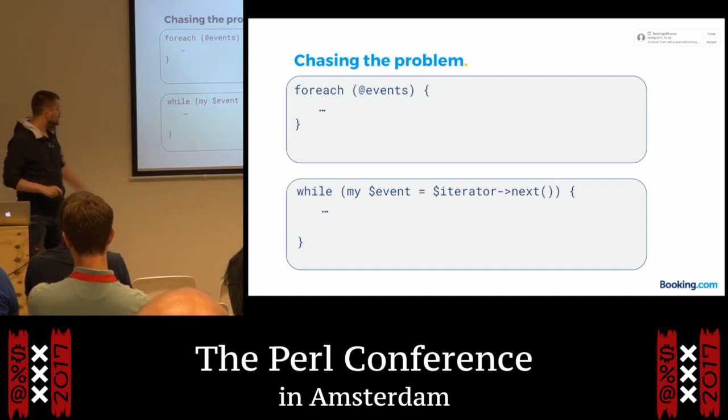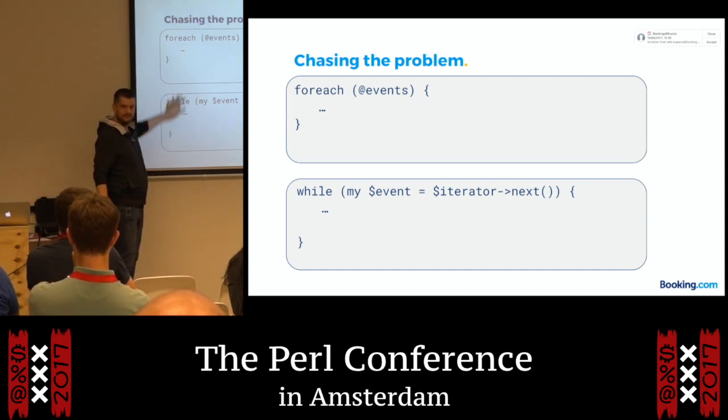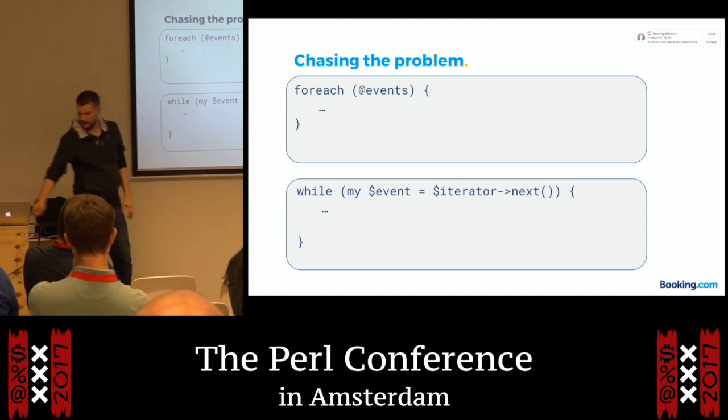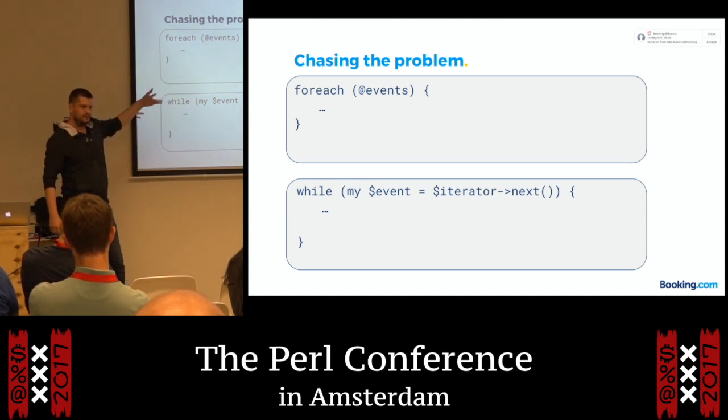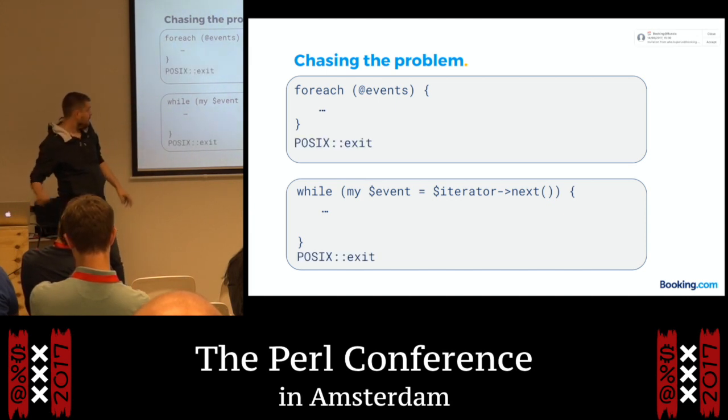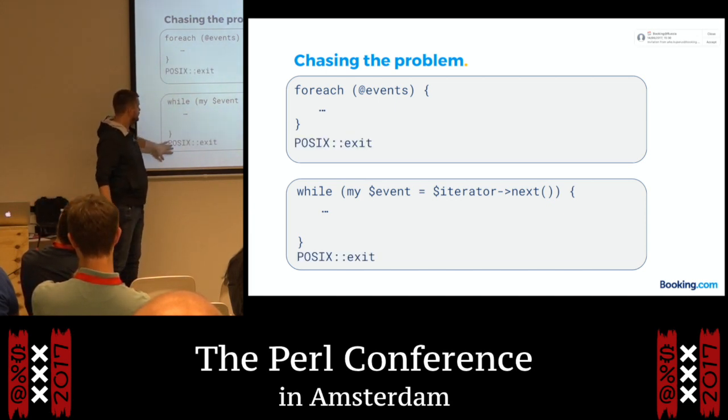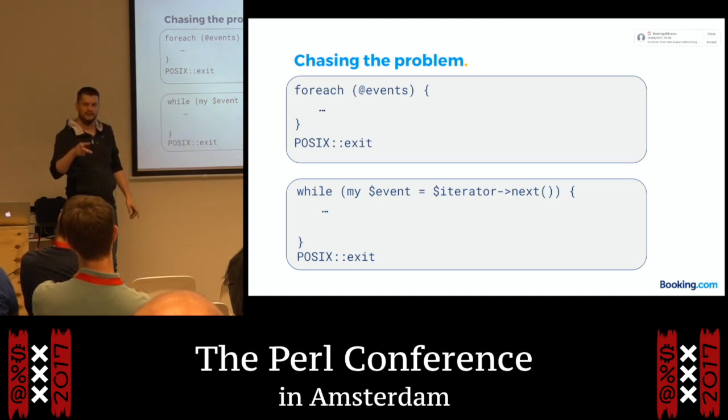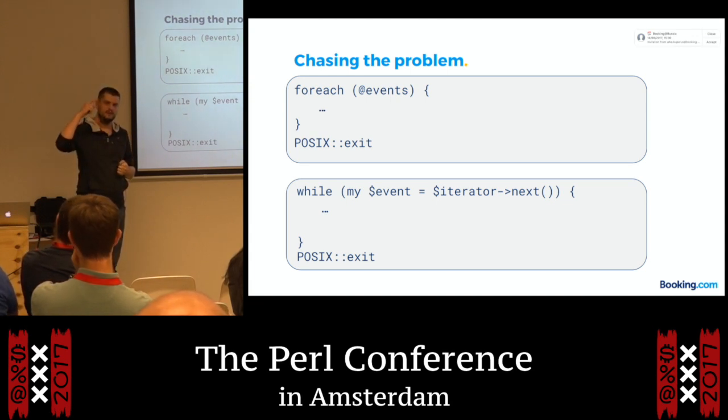So here's the old system, here's the new system, right? Here we basically iterate over the array of events one by one. Since this all happens inside the fork, at the end of the fork we do this POSIX exit. The idea of POSIX exit instead of exit is that we don't call the destructors, meaning that the counters of the SVs will not be decremented, meaning there will be no modifications of memory, meaning there will be no copy-on-write logic.